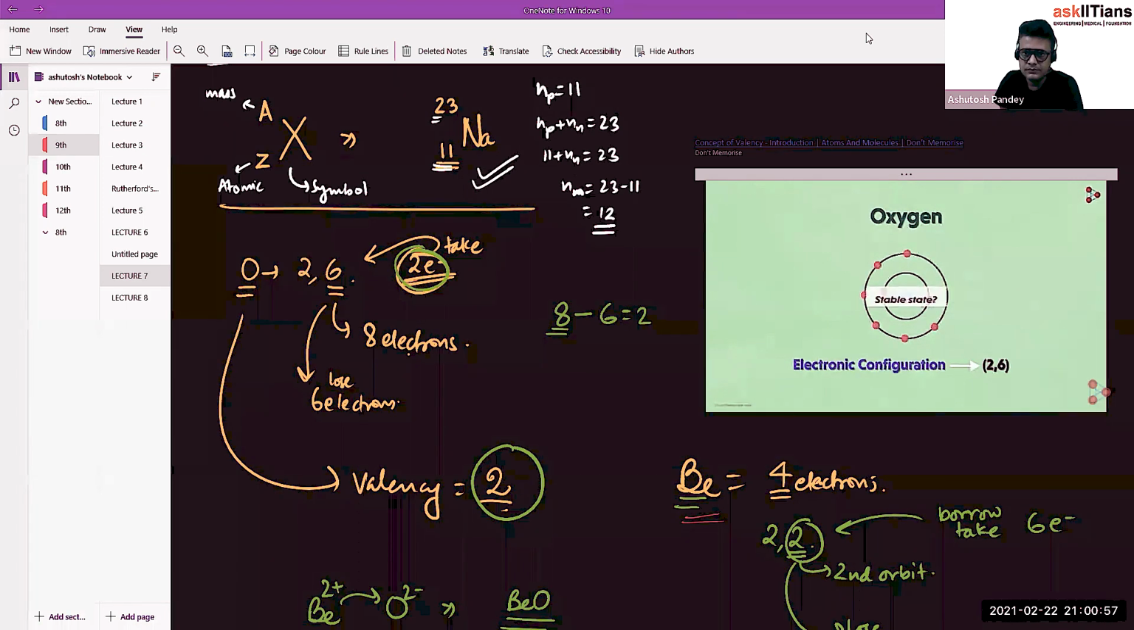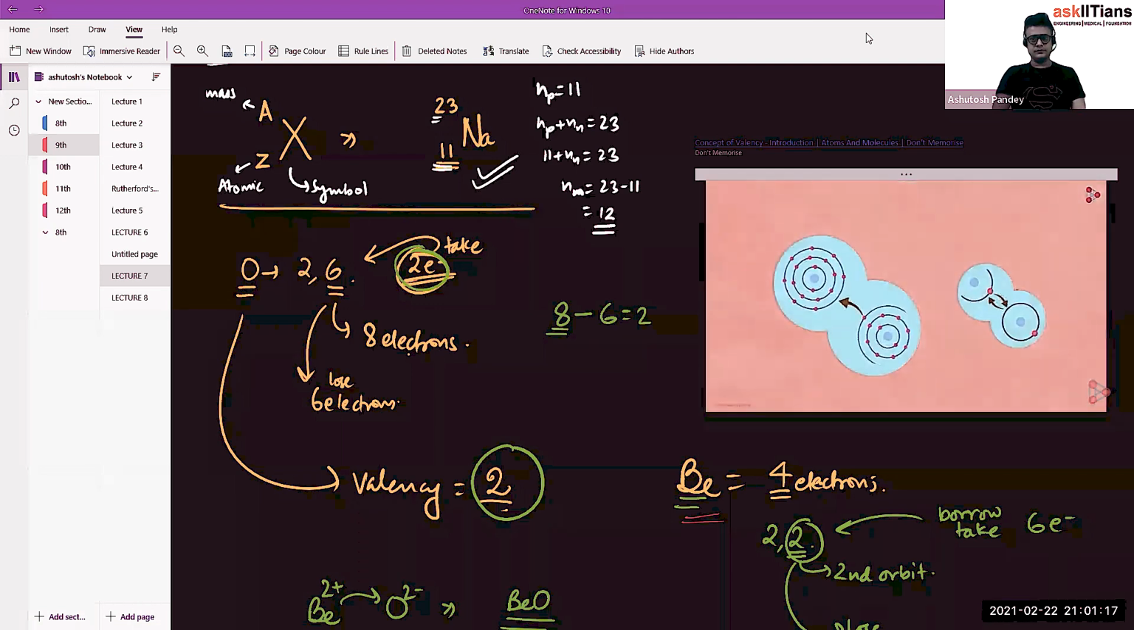So how will it achieve its stable state? What can be done to have 8 electrons in the outermost orbital? Yes, oxygen can borrow or share electrons with atoms of other elements, right? Absolutely. This is how chemical reactions happen. Wait a second. Are we saying that chemical reactions occur because atoms of various elements give or take or share electrons between them? That's correct.